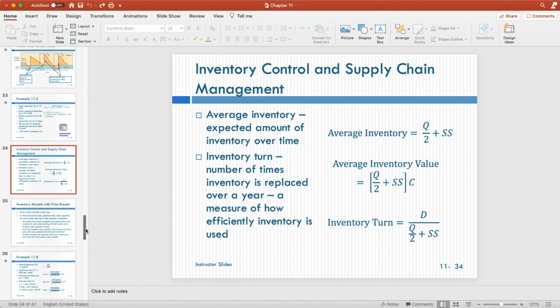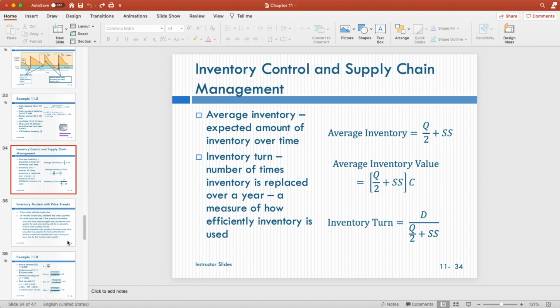Basically, inventory turnover is measuring how quickly our inventory will be sold or transformed back to cash. That's what inventory turnover is measuring, and that's why it is a very important measurement of how efficient your inventory control system is. Inventory turnover itself is very easy to calculate.